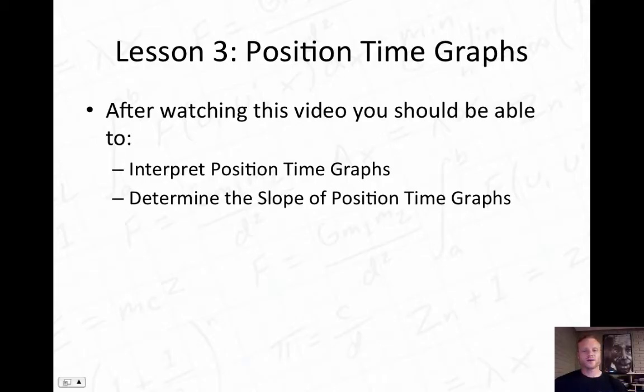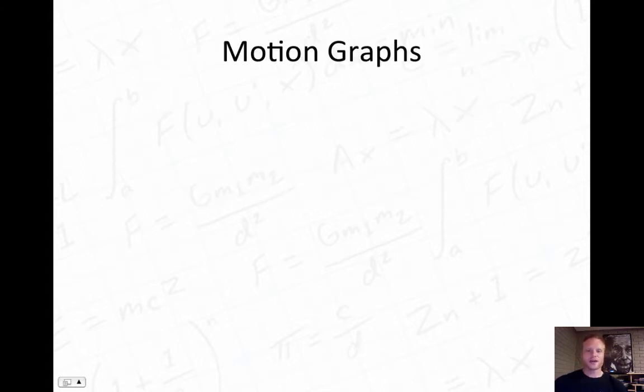In today's video, we're going to be talking about position time graphs. After watching this video, you should be able to interpret some position time graphs and understand what's going on, and be able to determine the slope of a position time graph. So let's get right to it.